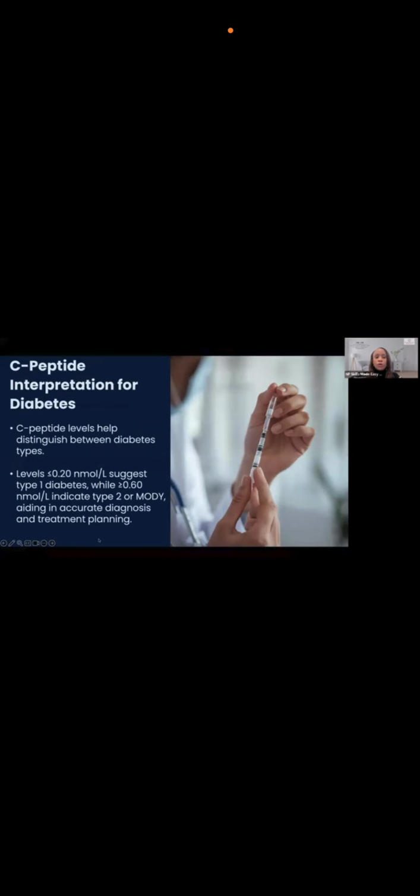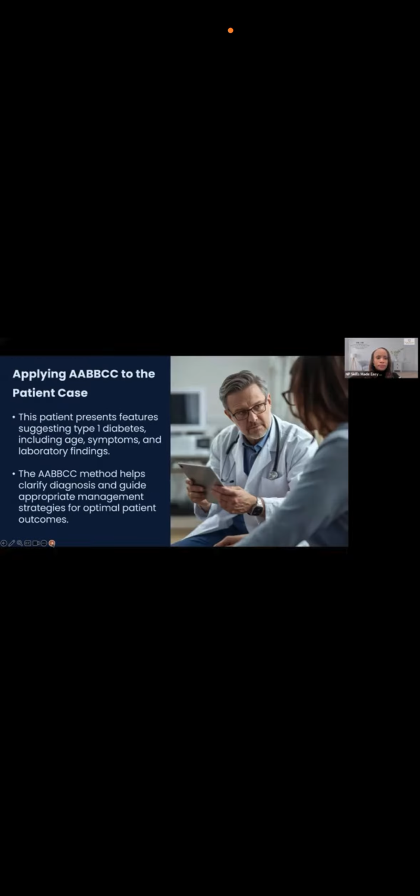So of note, you want to be aware that C-peptide does help to distinguish between the types of diabetes, type 1 versus type 2. Levels less than 0.2 will suggest type 1 diabetes, while levels greater than 0.6 typically will indicate type 2 diabetes or MODY, aiding in accurately diagnosing and treating this patient, of course, knowing what to do next once you get the results back.